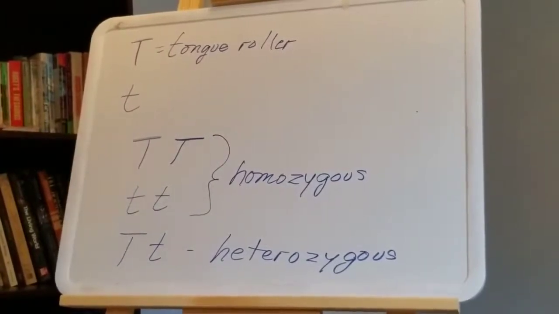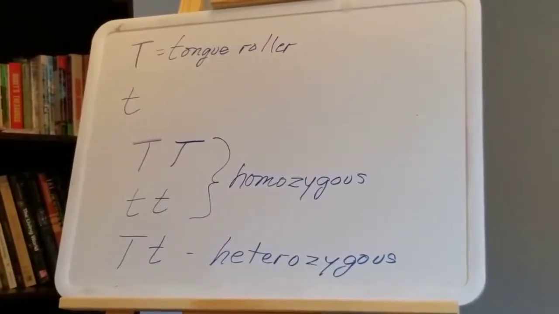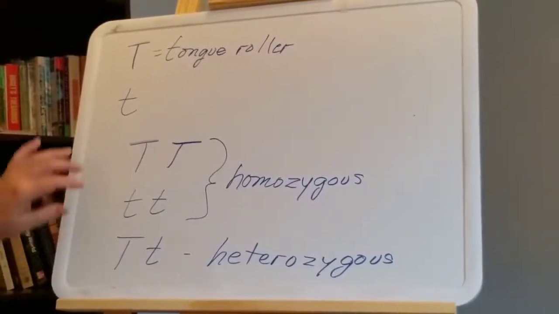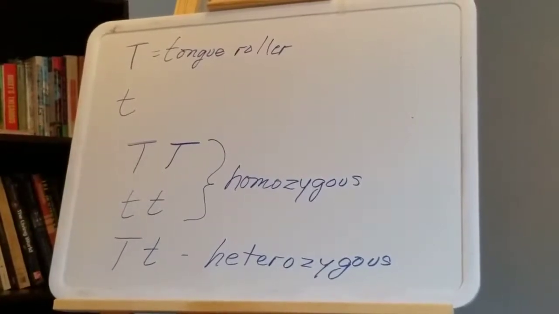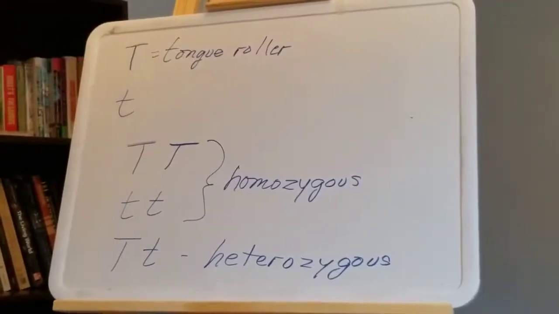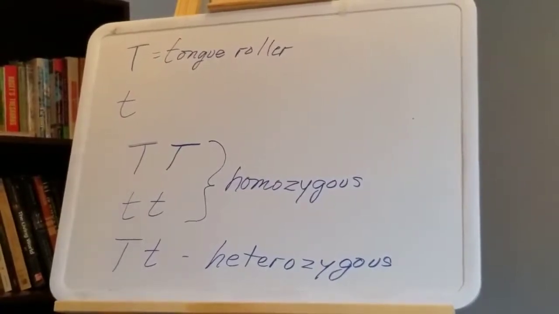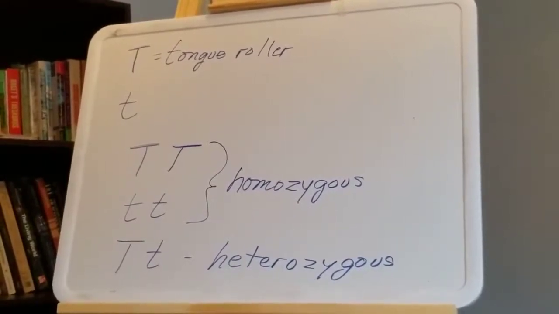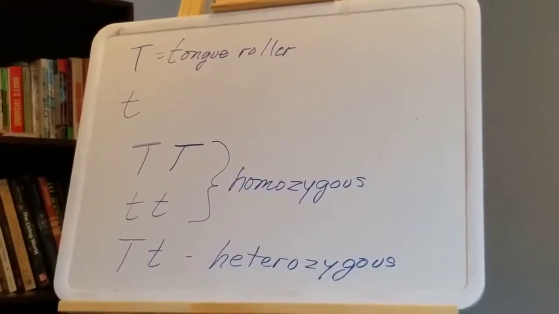Now, when we are talking about genetics, we also talk about genotype and phenotype. Genotype is what is on the genes. And in a nutshell, what that means is what are the letters that you have. Phenotype is what you physically see. Can you roll your tongue or not? Now, why do you care about this? Well, oftentimes what you're wanting to do is try to predict what the offspring potentially would be.